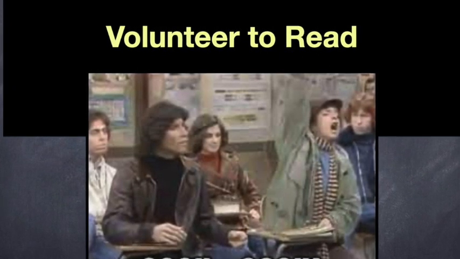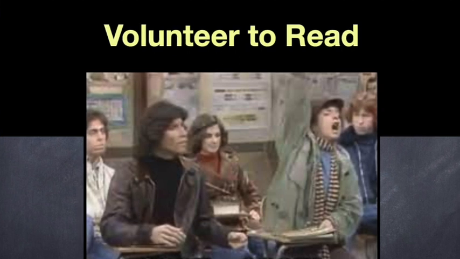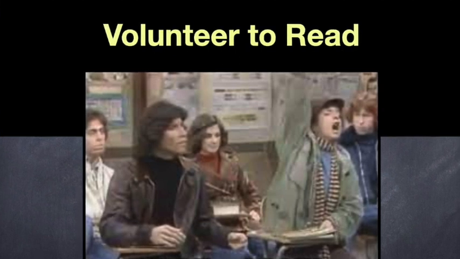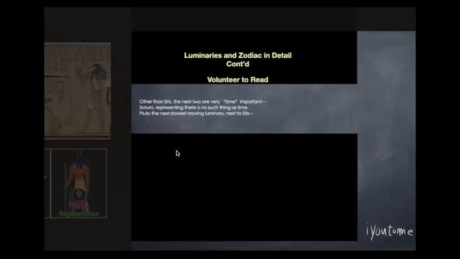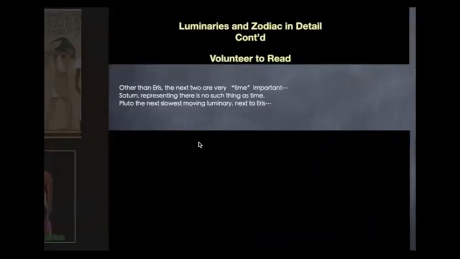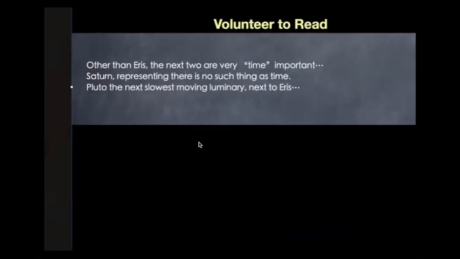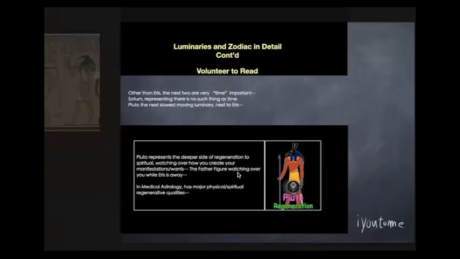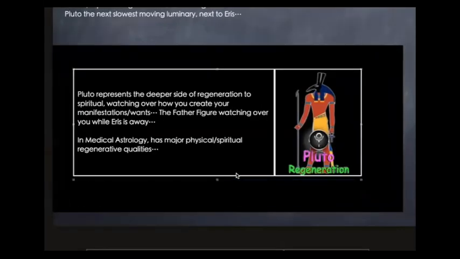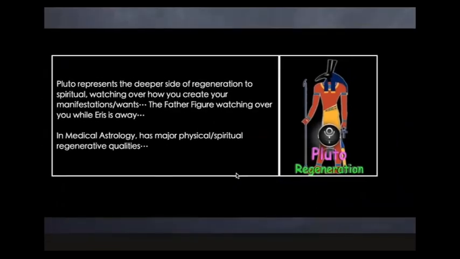I got somebody to raise their hand to read the first one. Benjamin. All right, hang on a sec, Benjamin. Good man. Other than Aries, the next two luminaries we're going to talk about are very time important. Saturn, representing there is no such thing as time, and Pluto, the next slowest moving luminary next to Aries. So this is Pluto. And Benjamin, you could read that, please.